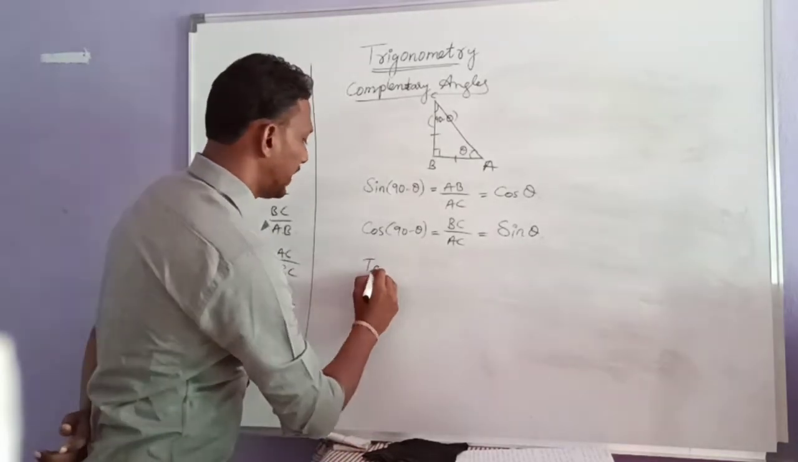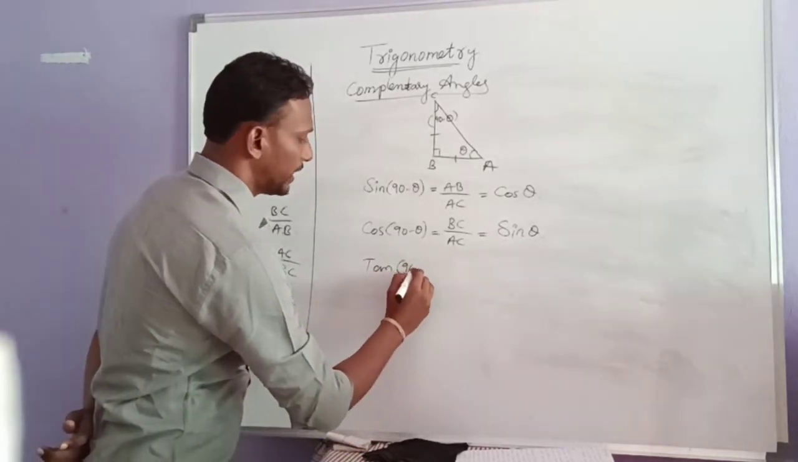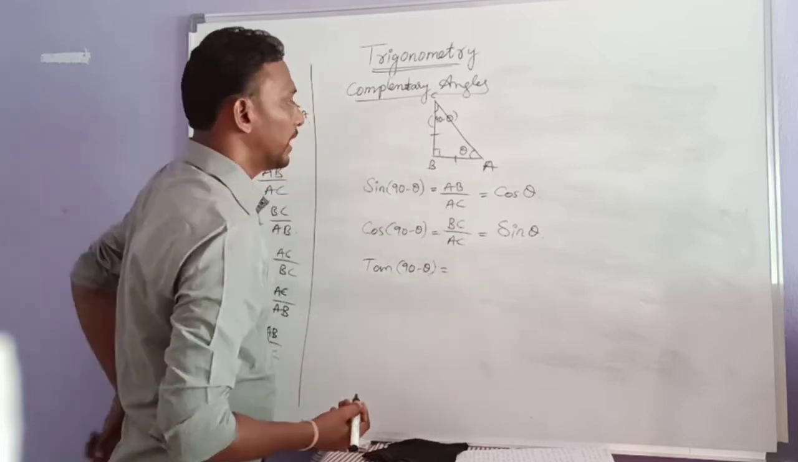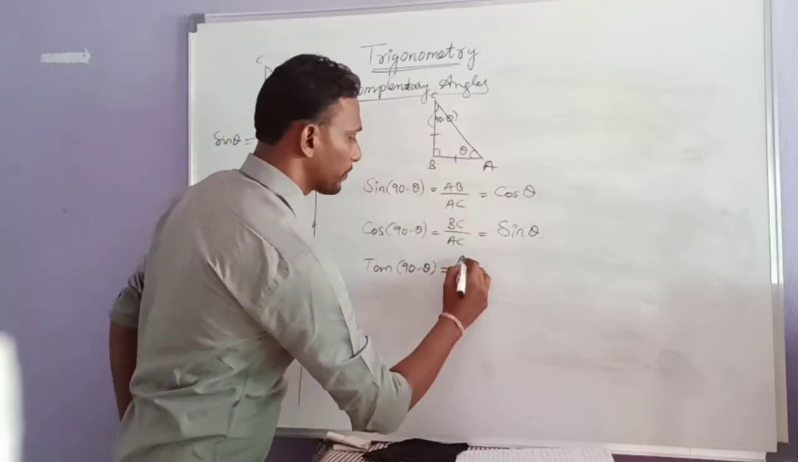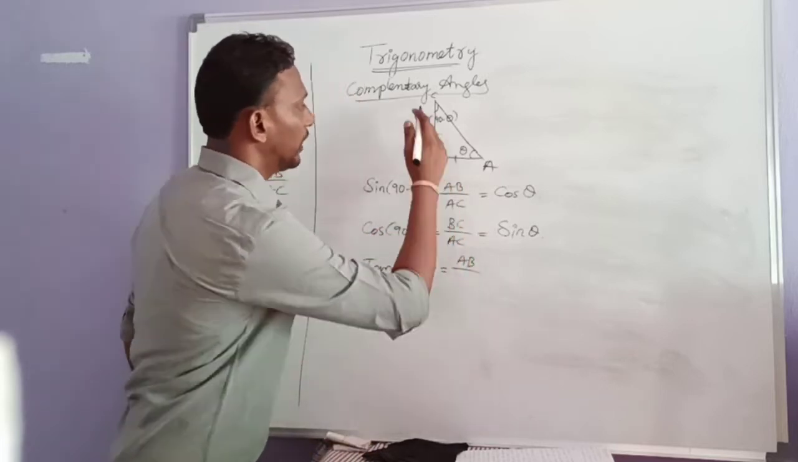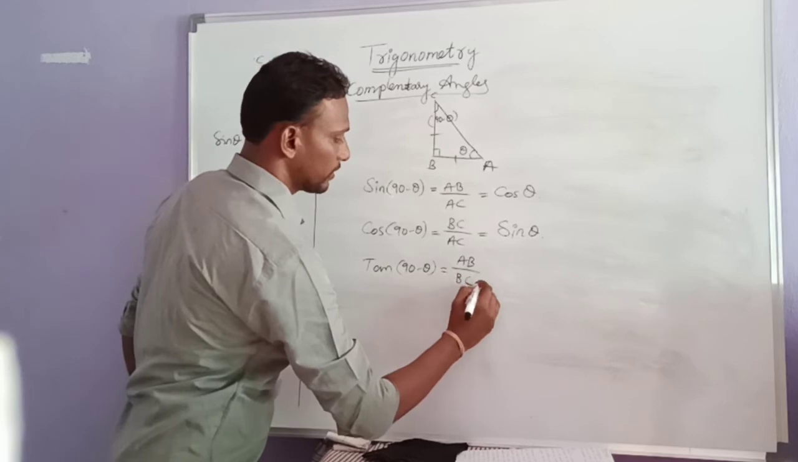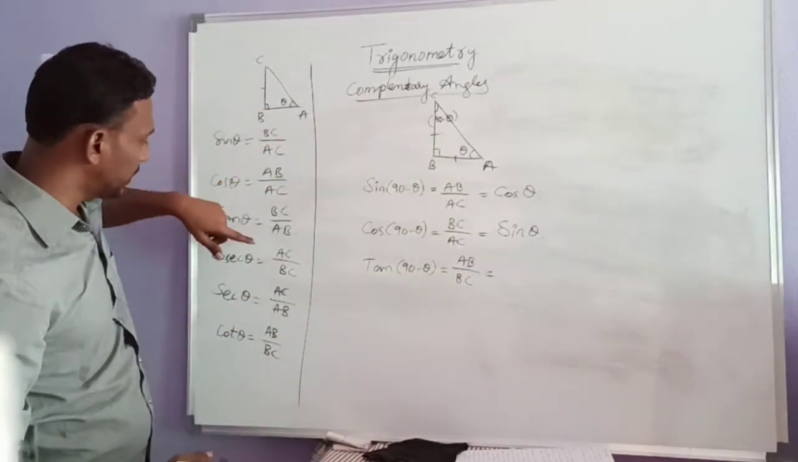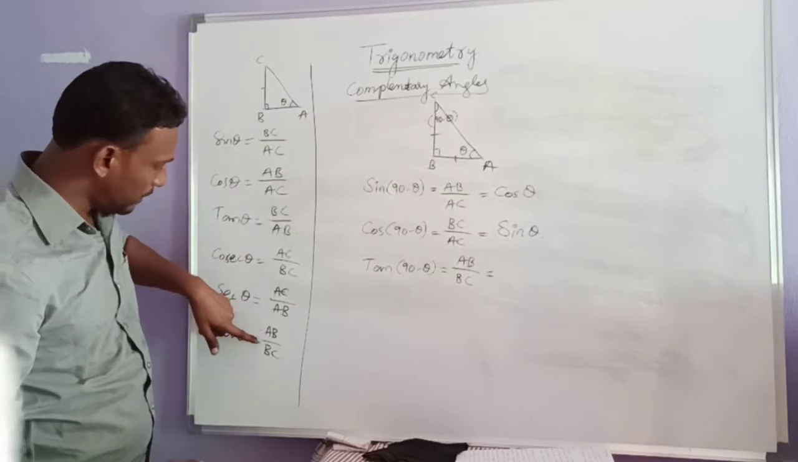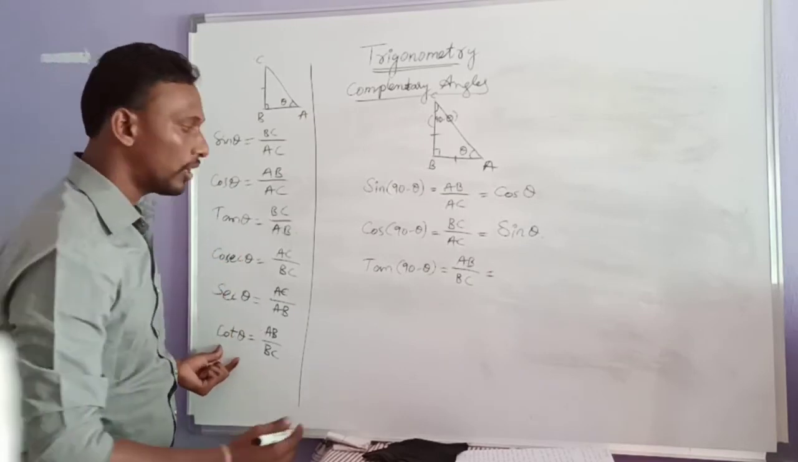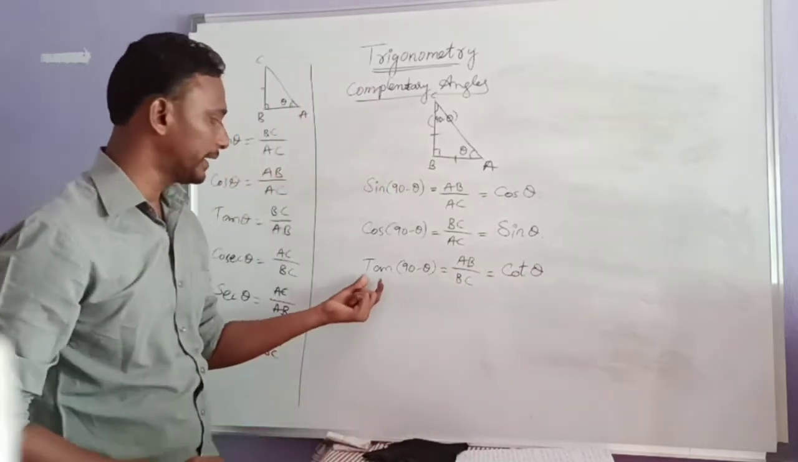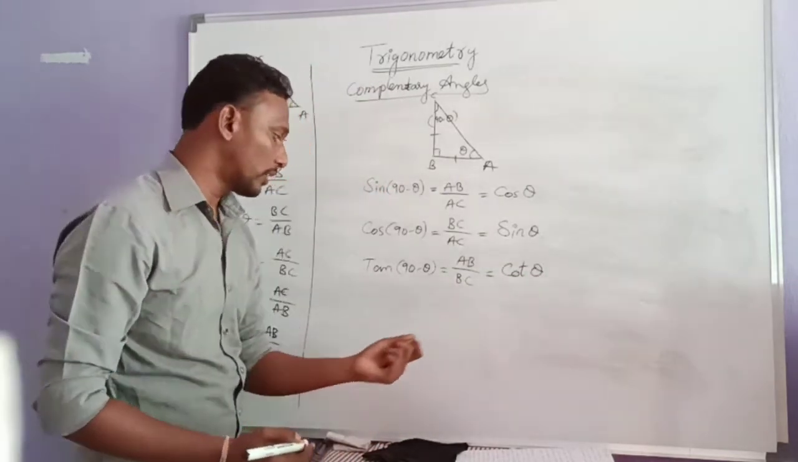Next, tan of 90 minus theta. Tan is nothing but opposite side by adjacent. Opposite is AB and adjacent is BC. So AB by BC. Where is AB by BC? AB by BC is nothing but cot theta here. So tan 90 minus theta is cot theta.